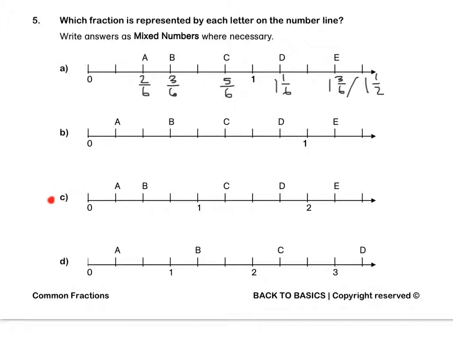Let's look at C. From 0 to 1, we have divided the whole into 1, 2, 3, 4 equal parts. Therefore, we are working with quarters. A is 1/4. B is 2/4 or a half in simplest form. C is 1 1/4. D is 1 3/4. And E is 2 1/4. Pause this video to complete question 5 by yourself.